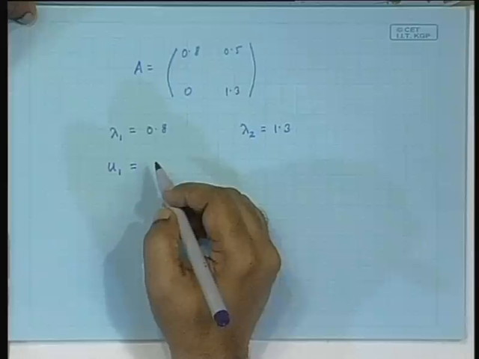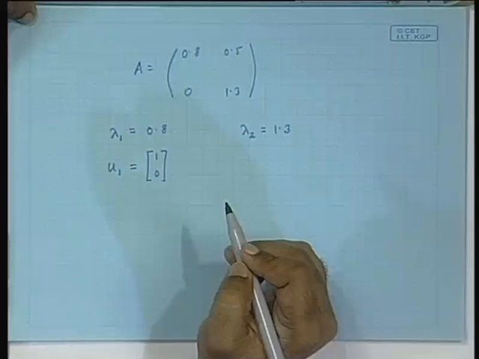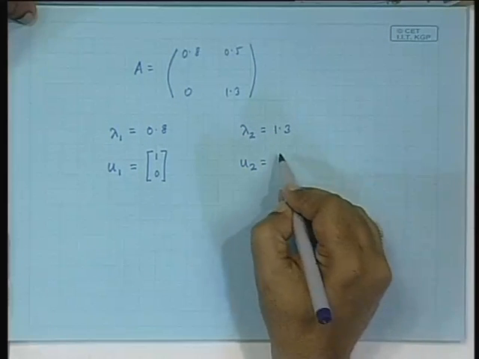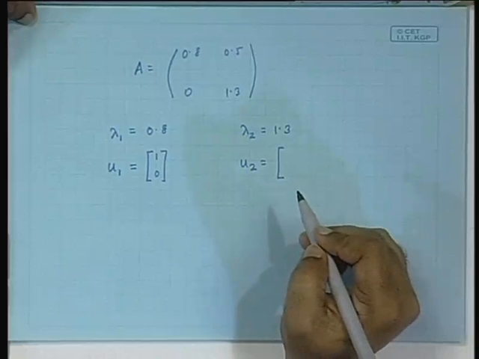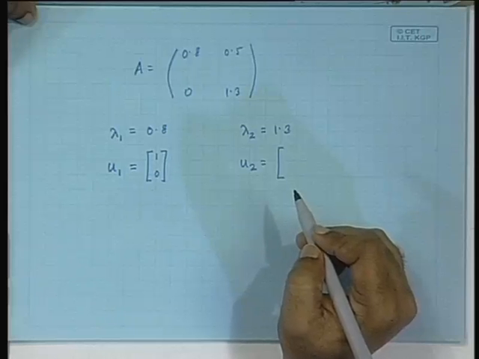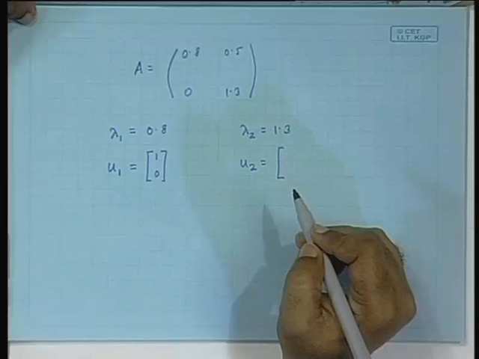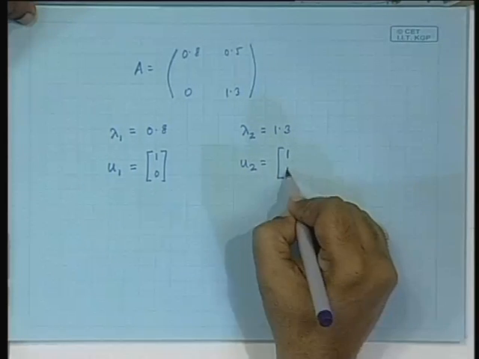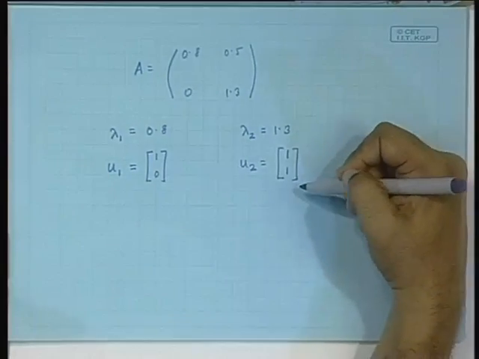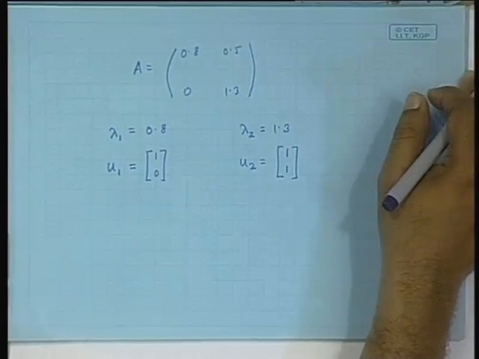For this one it is... and for this one... yes, 1 1. Since you are able to obtain this, I am not explicitly doing this here, but you should be by now quite comfortable with these calculations.